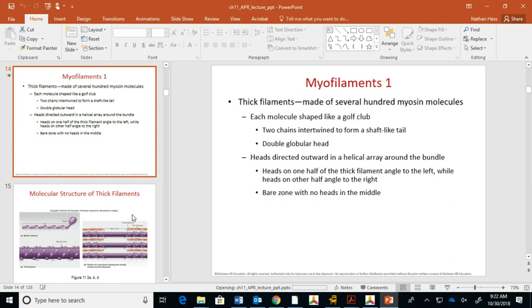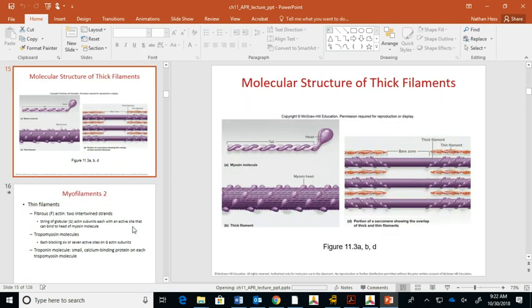So let's talk about the thick ones. The thick ones are made of several hundred of these myosin molecules, and each molecule is kind of shaped like a golf club. You have this handle, and then you have this head. And you put a bunch of those together to make a thick filament. Does that make sense? These little heads kind of stick out, and these heads are super important because these are what actually contract and move the muscle. We'll talk more about this as we move along here. And you can see these thick fibers are positioned in between a group of thin fibers. Those thin fibers being the actin.